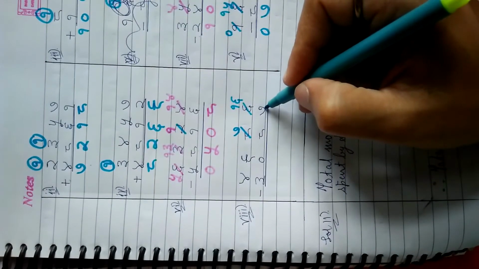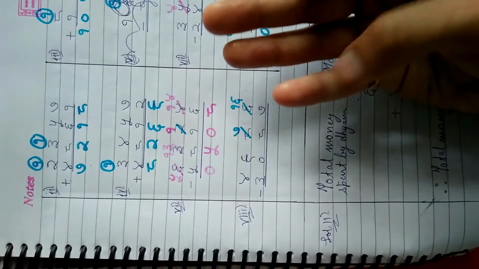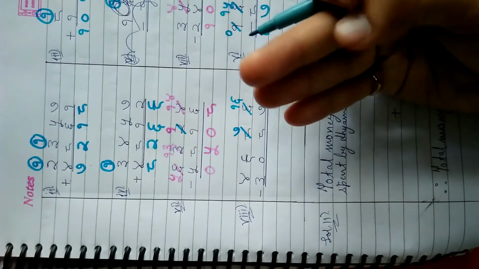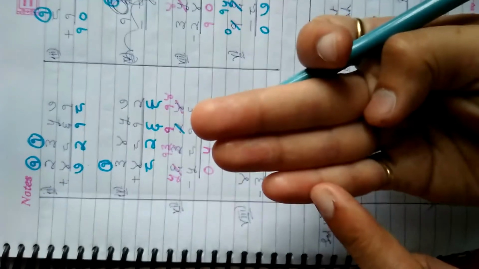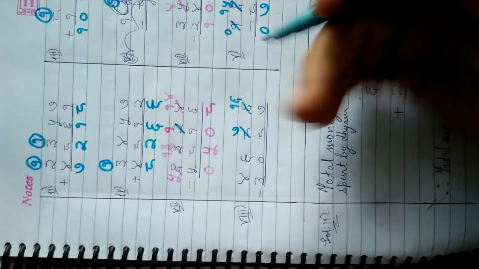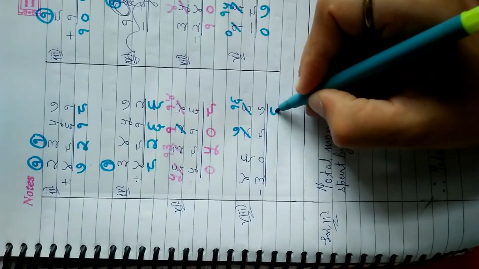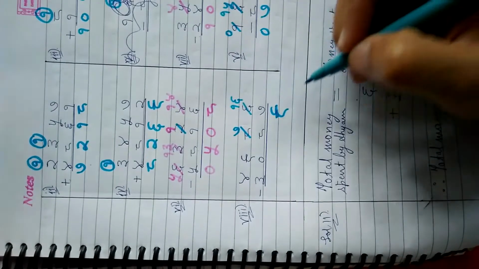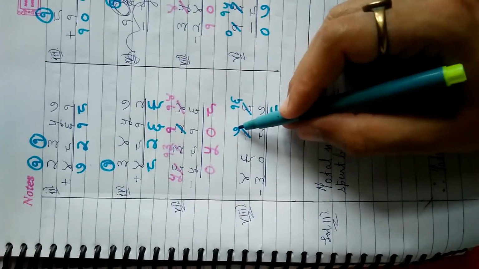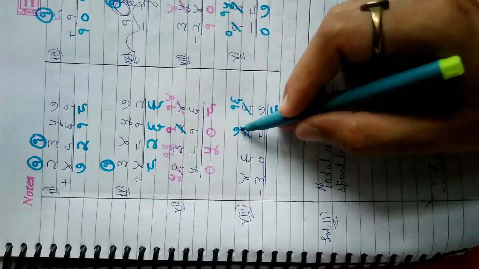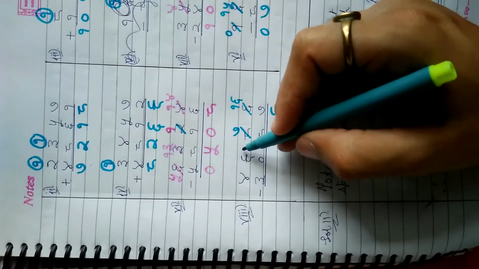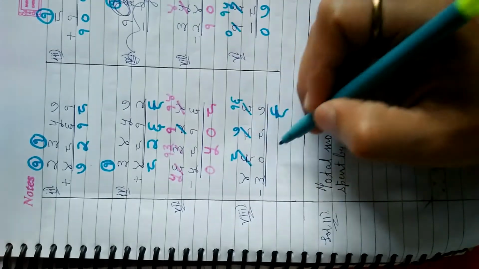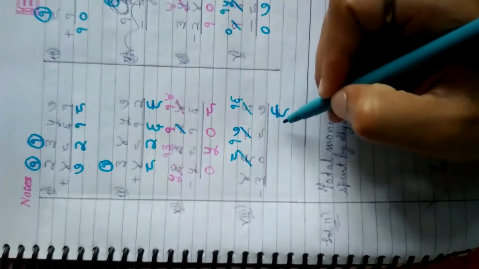So after 7 we have to count 8, 9, 10, 11, 12, 13, 14, 15, 16, which means we have now 1, 2, 3, 4, 5, 6, 7, 8, 9. So this is your 9, okay. Now again we can't subtract 8 from 7, so what will happen? This 9 will sacrifice its 1 and it will become 8, and this 7 will become 17, okay.